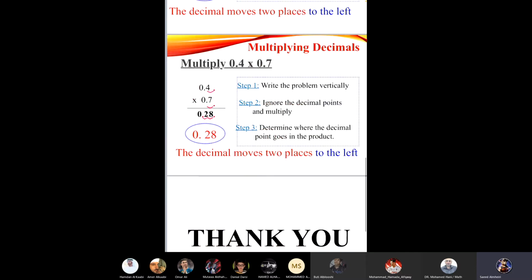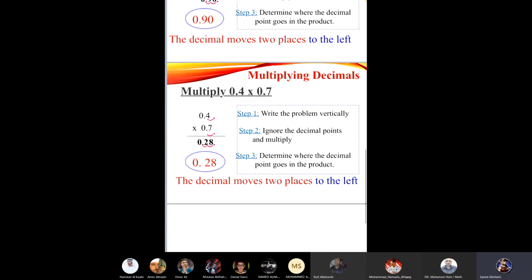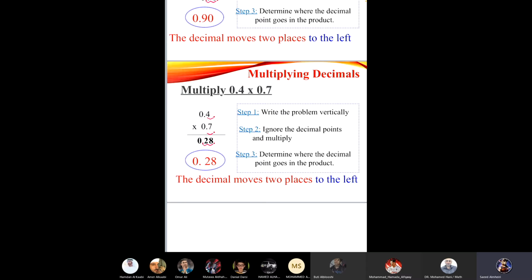Now, the last question. 0.4 multiply 0.7 equals 0.28. Now the steps. Write the problem vertically. Step 2, ignore the decimal points and multiply. Step 3, determine where the decimal point goes in the product. The decimal moves two places to the left.